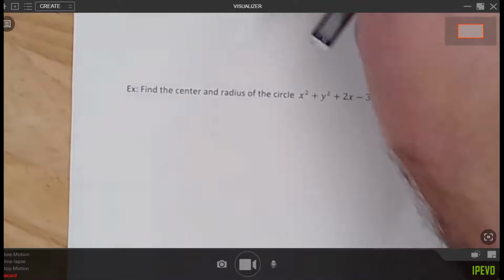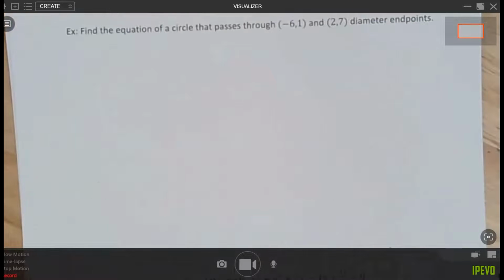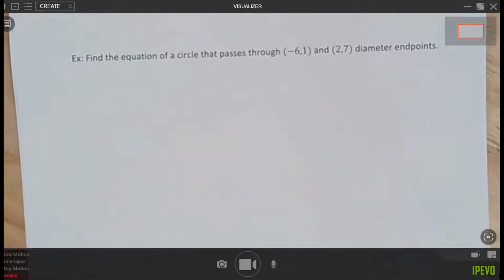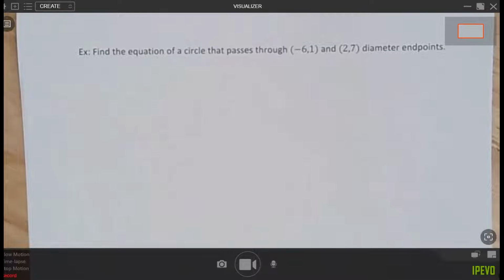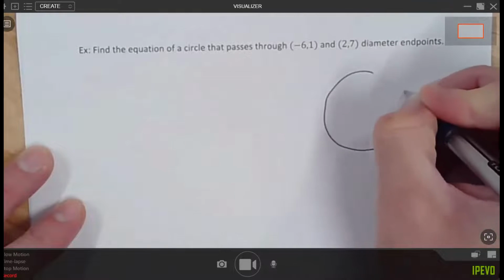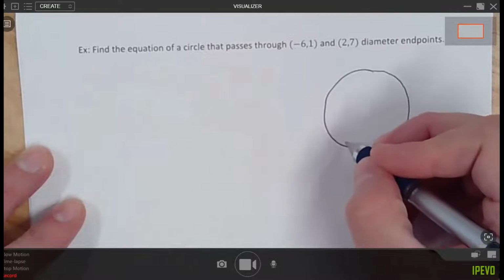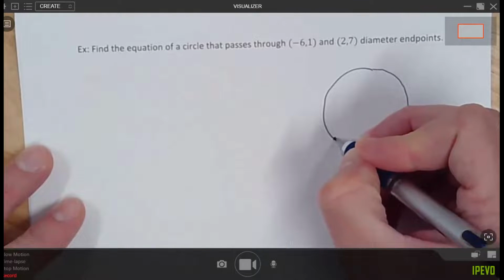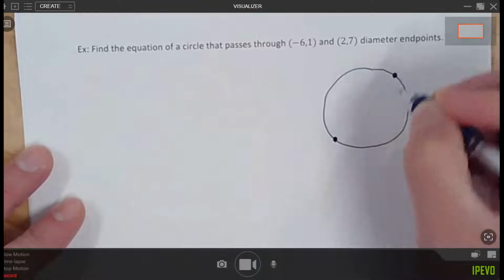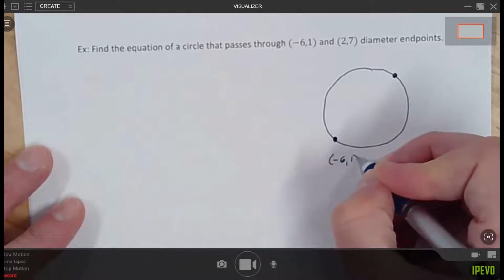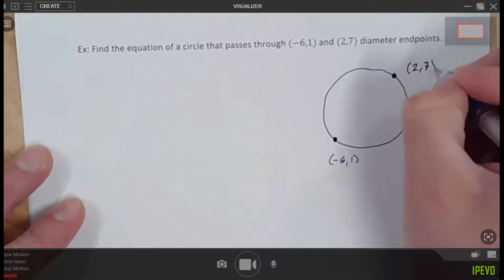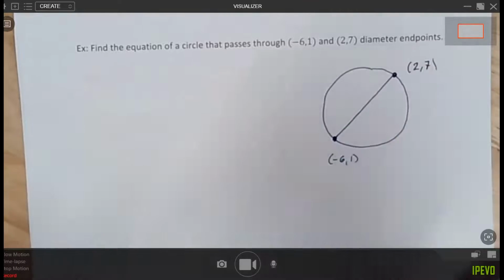So let's put all those things to good use here. We're going to find the equation of a circle that passes through -6, 1, and 2, 7, which are diameter endpoints. We don't have to draw a picture here, but I'm going to draw a little picture just to make it helpful. So let's say here's our circle. What we're saying is -6, 1 is over here, and 2, 7 is over here. Those are endpoints of a diameter. And the diameter specifically goes through the center of the circle.